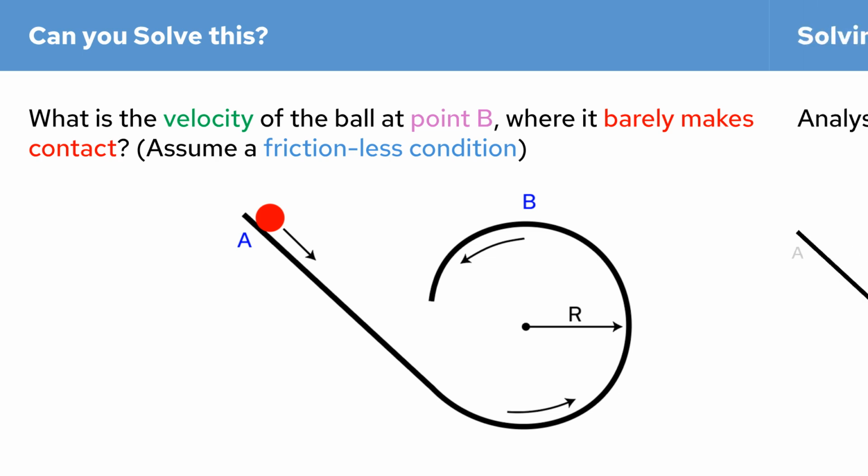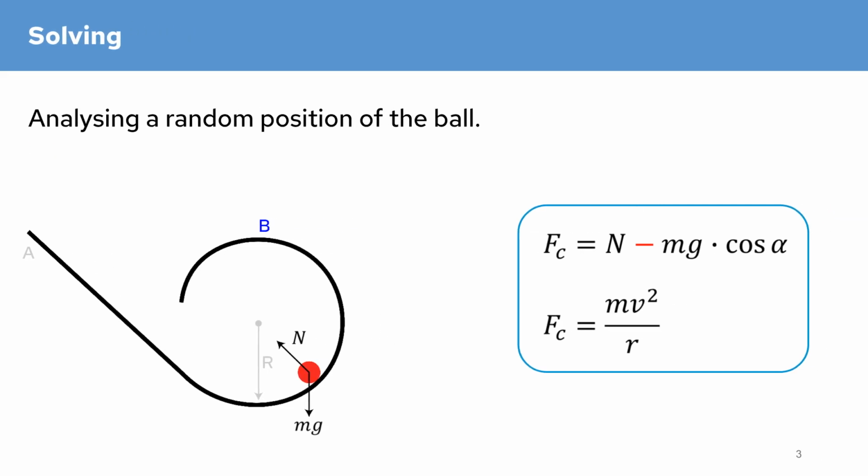To solve for point B, we first look at the forces acting on the ball at any random position along the circular path. This Fc is the centripetal force ensuring the circular path of the ball, and N is the normal force acting on the ball by the track, and also m is the mass of the ball, and g is the gravitational acceleration. We can express centripetal force by the normal force and the weight of the ball.